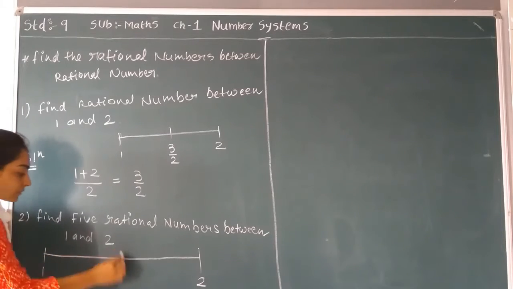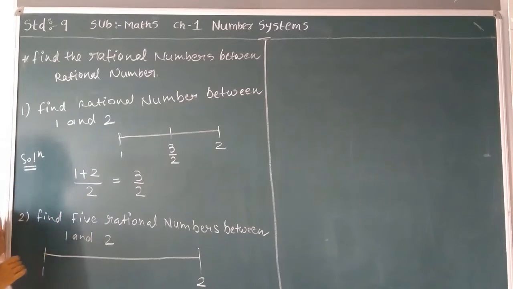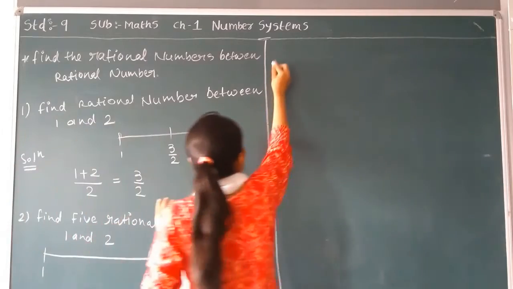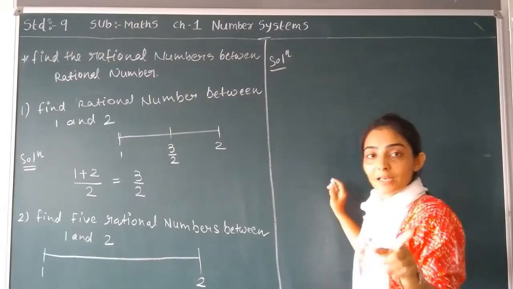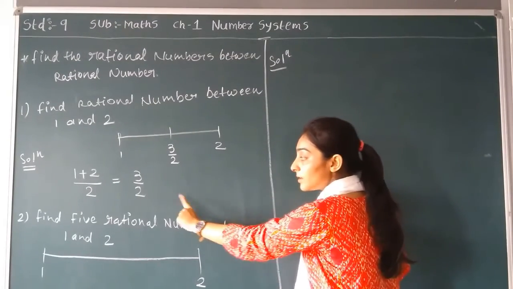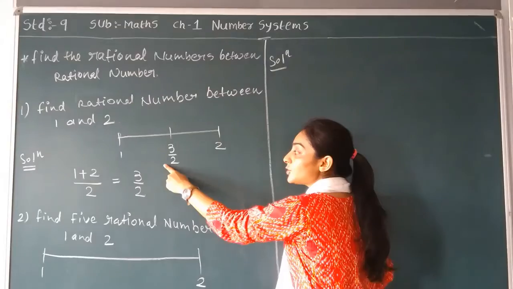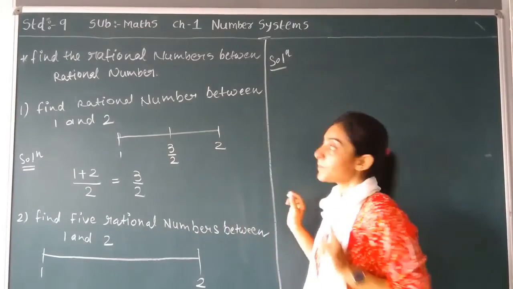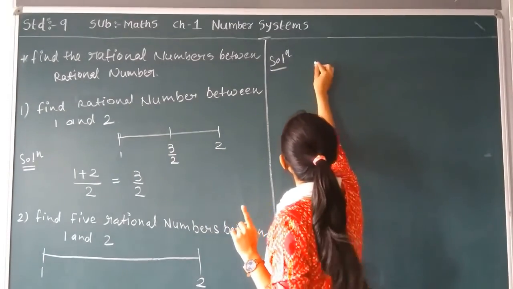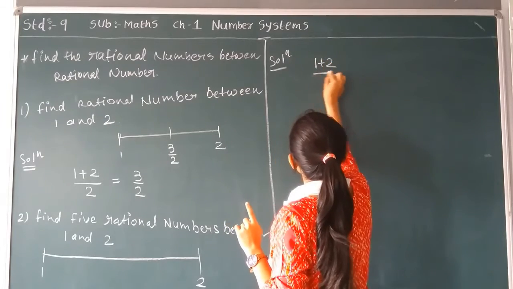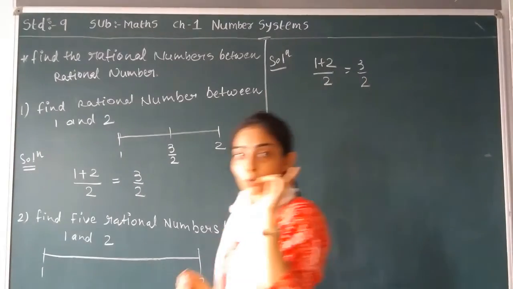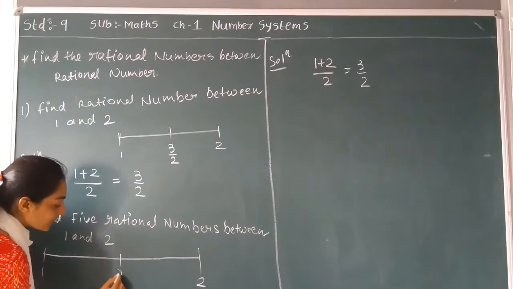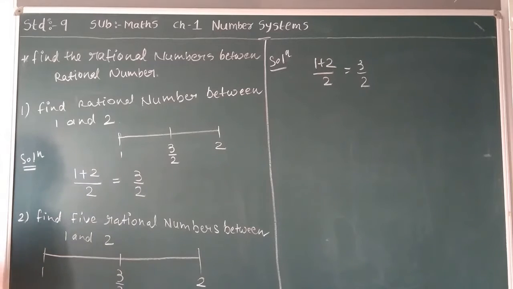Okay, in between we have to find 5 rational numbers. Again we can use this average method, because 3 by 2 also lies between 1 and 2. So again we use the average method. Take 1 plus 2, divide by 2, we get 3 by 2. So 3 by 2 lies over here. Now continue this method.